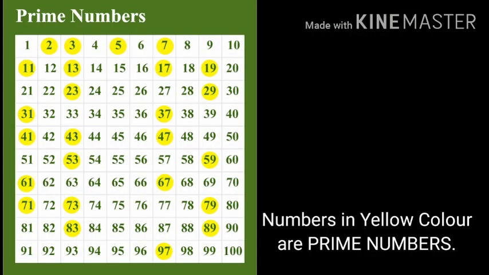Our next point is prime numbers. You have already learned prime numbers in 5th standard. A number which has only two factors, 1 and the number itself, is a prime number. In other words, a prime number cannot be divided by any other number. From this chart, you can note down the prime numbers in your notebook.